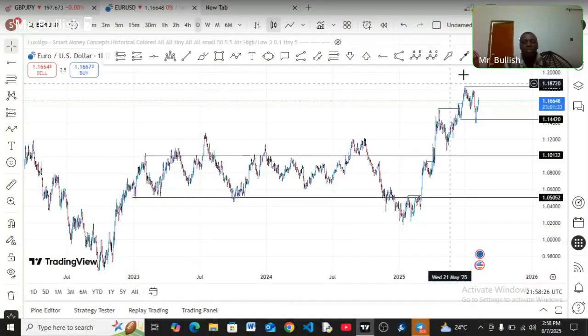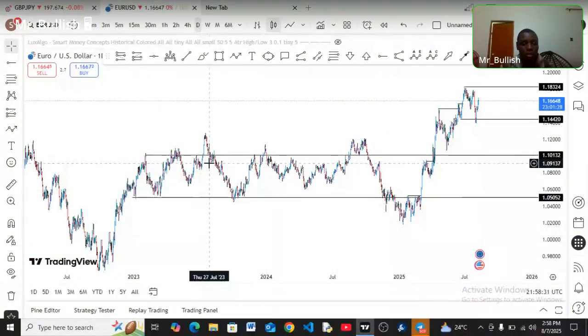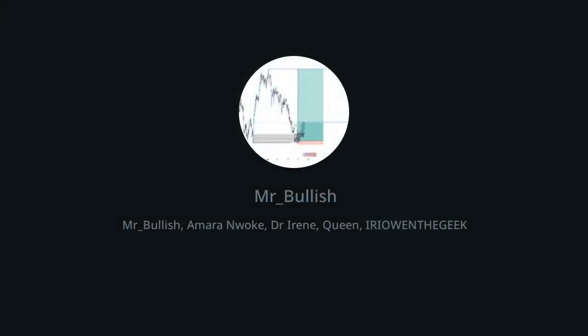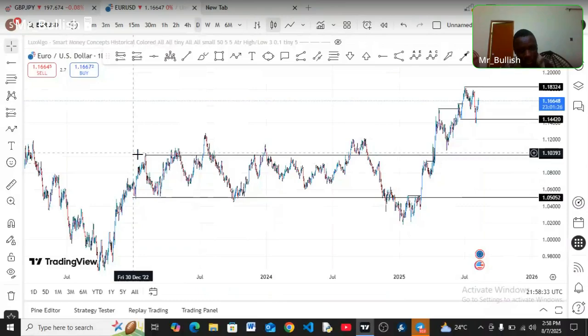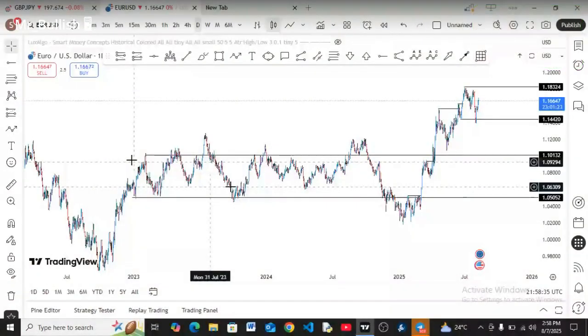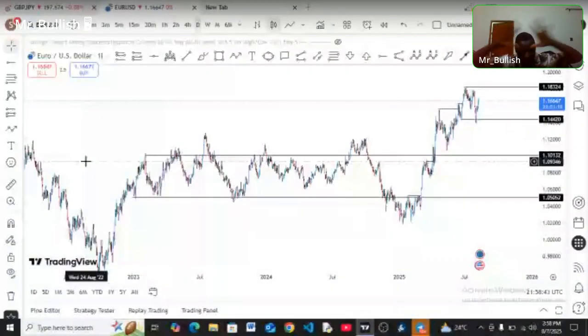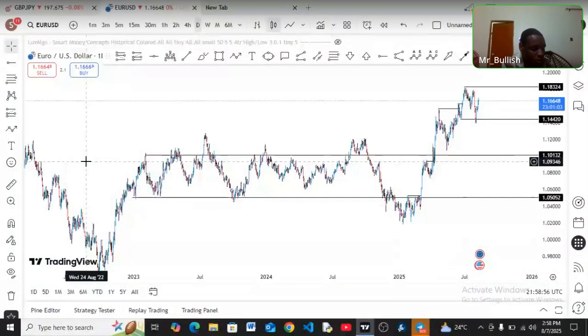So now you will mark it out. This particular place here, this top side, is called the resistance. What does the resistance do? It rejects the price to the downside from the top. Then the downside is known as support. It rejects price to the upside.